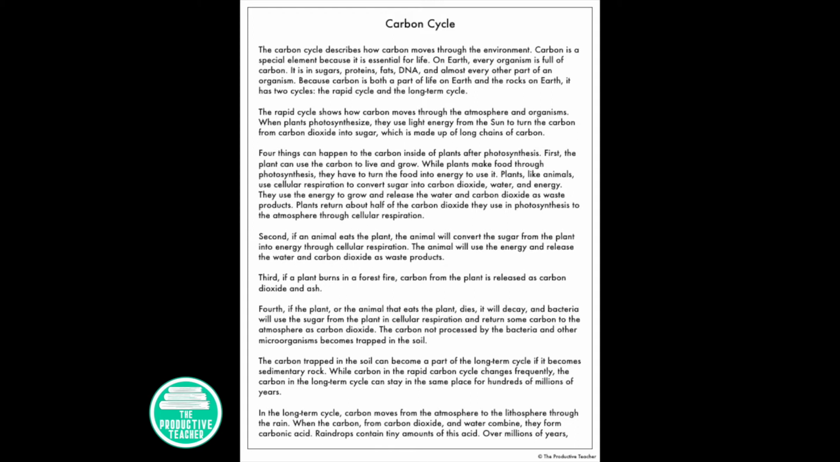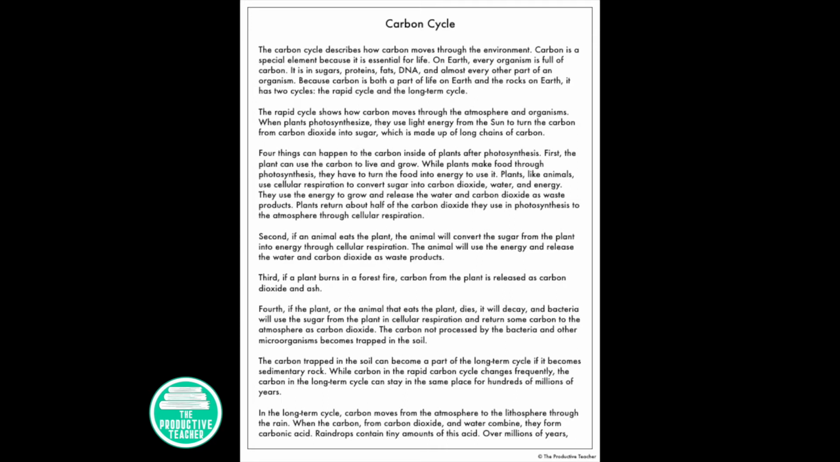Four things can happen to the carbon inside of plants after photosynthesis. First, the plant can use the carbon to live and grow. While plants make food through photosynthesis, they have to turn the food into energy to use it. Plants, like animals, use cellular respiration to convert sugar into carbon dioxide, water, and energy. They use the energy to grow and release the water and carbon dioxide as waste products. Plants return about half of the carbon dioxide they use in photosynthesis to the atmosphere through cellular respiration.